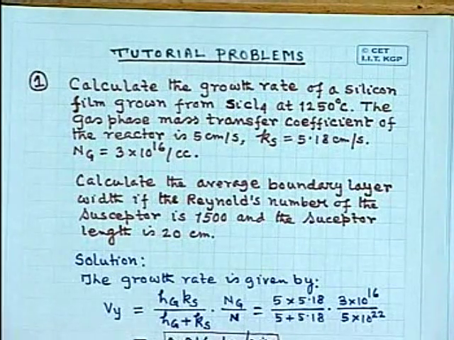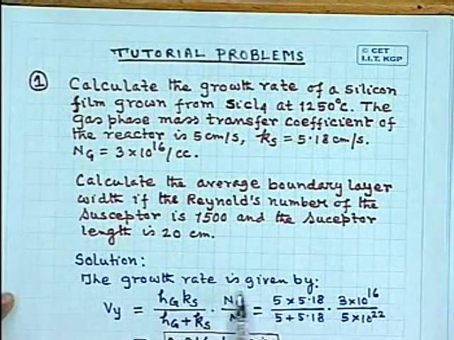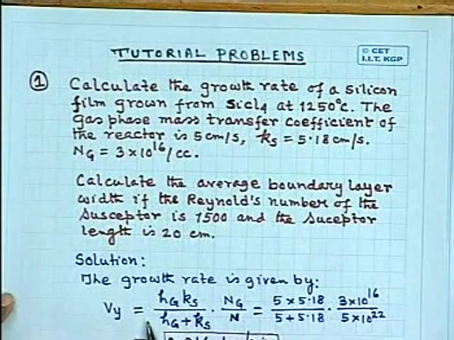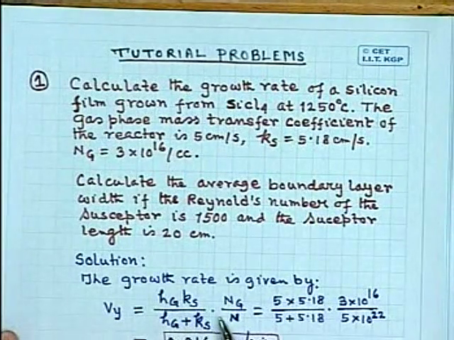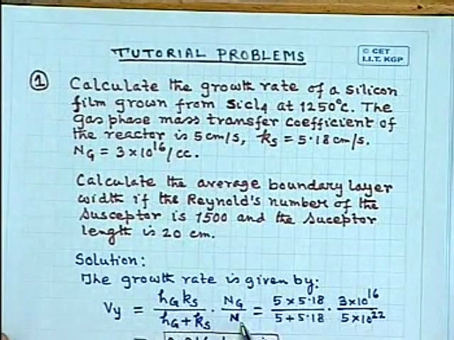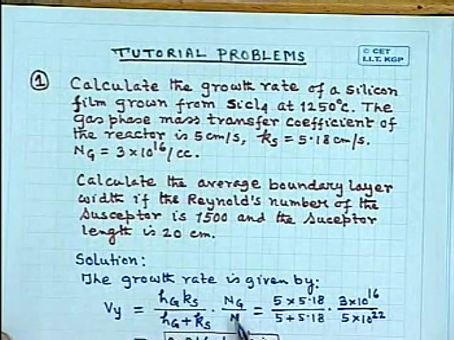Susceptor length is also an important parameter, 20 centimeter. Now the growth rate is given by the relation Vy equal to Hg Ks divided by Hg plus Ks, times Ng by N, that I have derived in growth kinetics in the epitaxial reactor.